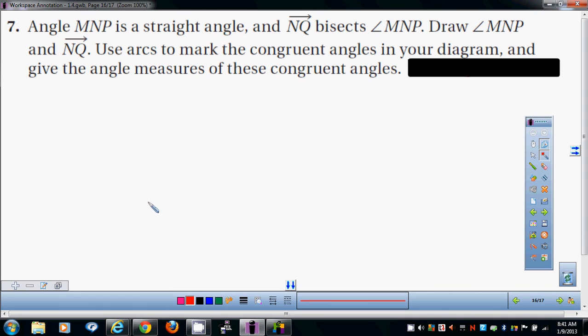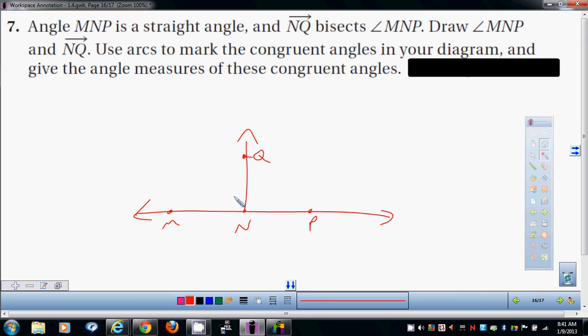Angle MNP is a straight angle, which means it is, how should I draw this? That's right. Like opposite rays. We'll call this M, call this N, and we'll call this P. NQ bisects MNP. So Q. And we know that this angle and this angle are equal, right? Because it's bisected. You're taking away my thunder. Draw MNP and NQ. Check. Use arcs to mark the congruent angles. Check. And give the angle measures.